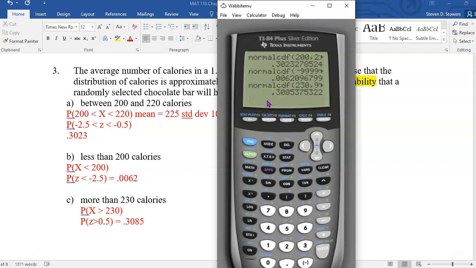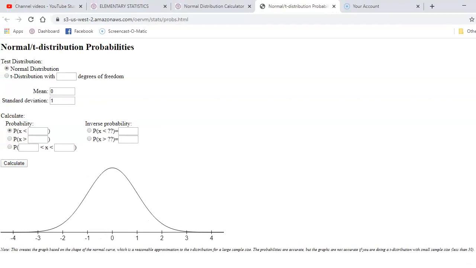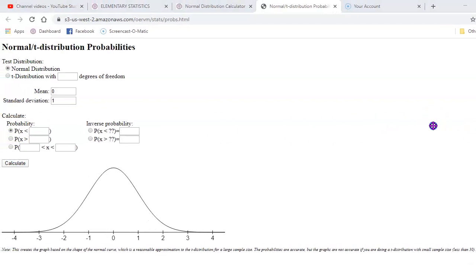The second shortcut method is an online app that I have a link to on Canvas. So if you click on that link, it will take you to a screen that looks sort of like this. You want to make sure normal distribution is selected. It should start out being that way. You go ahead and fill in the mean and the standard deviation in the boxes where those belong.